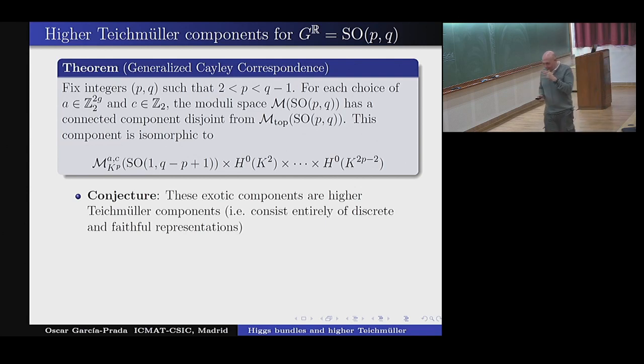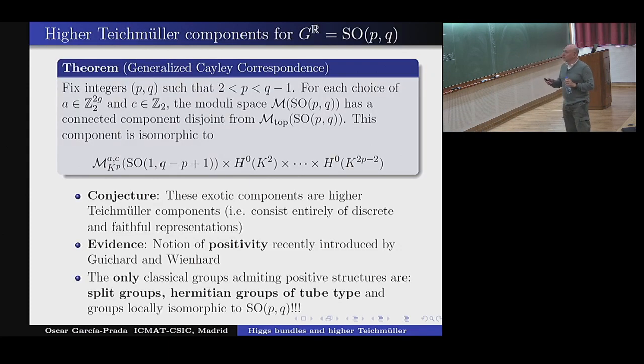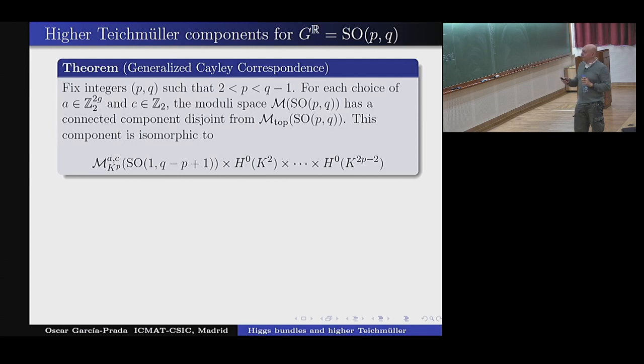Now, we actually constructed a map from this space to the moduli space of SO(p,q) Higgs bundles and showed that it was open, closed, injective and so on. And so they consist of connected components. And we also showed that the elements here cannot be deformed to something whose Higgs field is 0. So they are disjoint from the other ones, right? They are disjoint from the topological components.